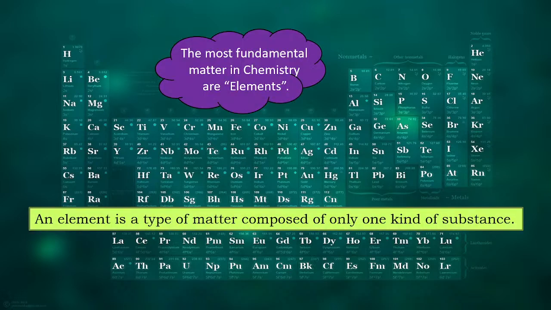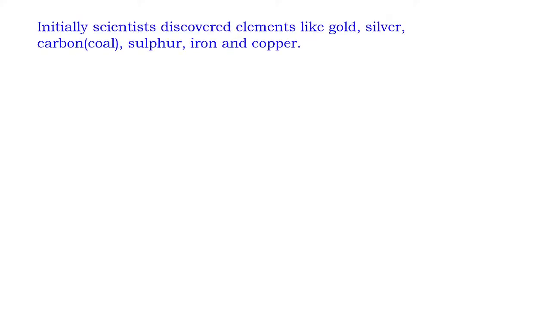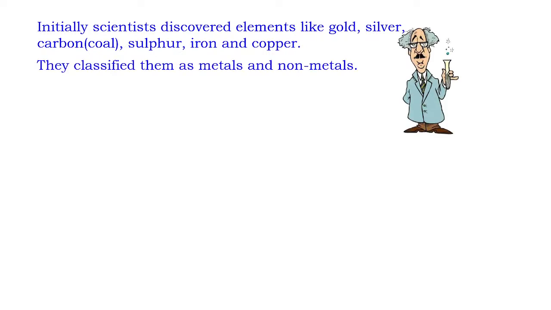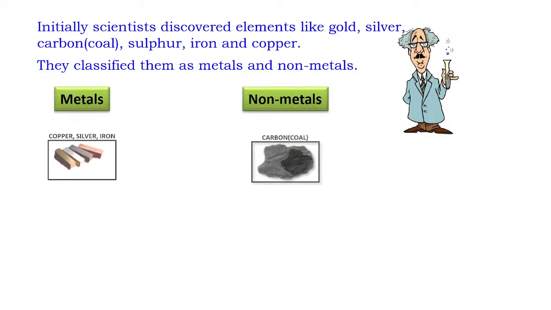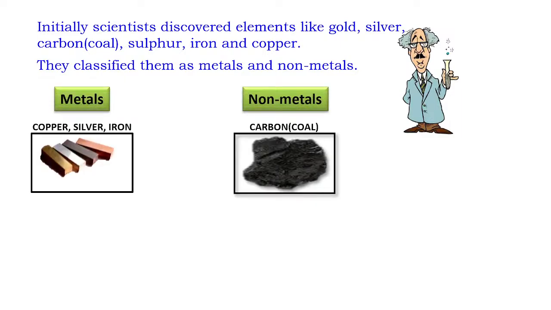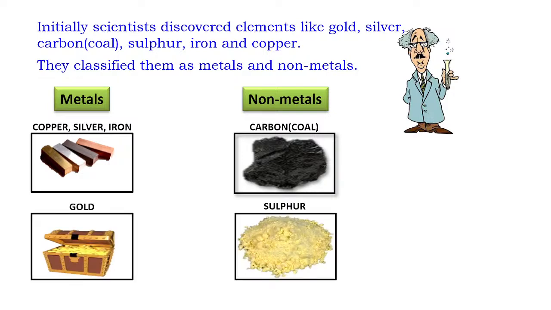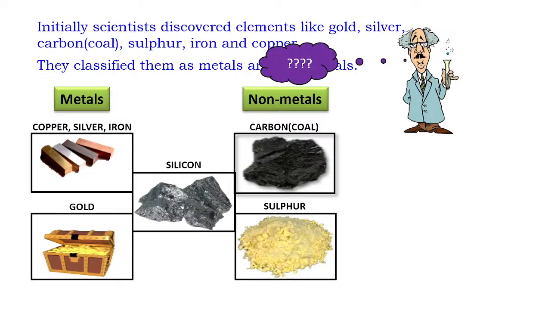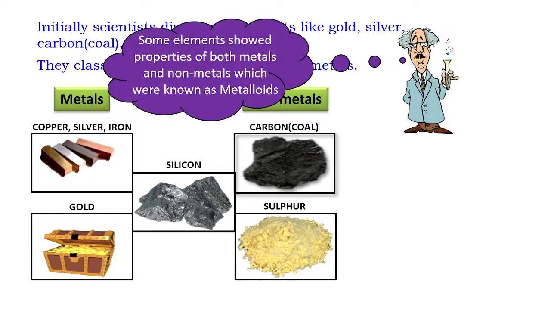Okay, so now let us try to understand. An element is a type of matter composed of only one kind of substance. Initially, scientists discovered elements like gold, silver, carbon, sulfur, iron, and copper. They classified them as metals and non-metals. So copper, silver, iron are metals, and non-metals include carbon and sulfur. But when it comes to silicon, there was a question whether it is a metal or a non-metal. Some elements showed properties of both metals and non-metals, and today we call them metalloids.